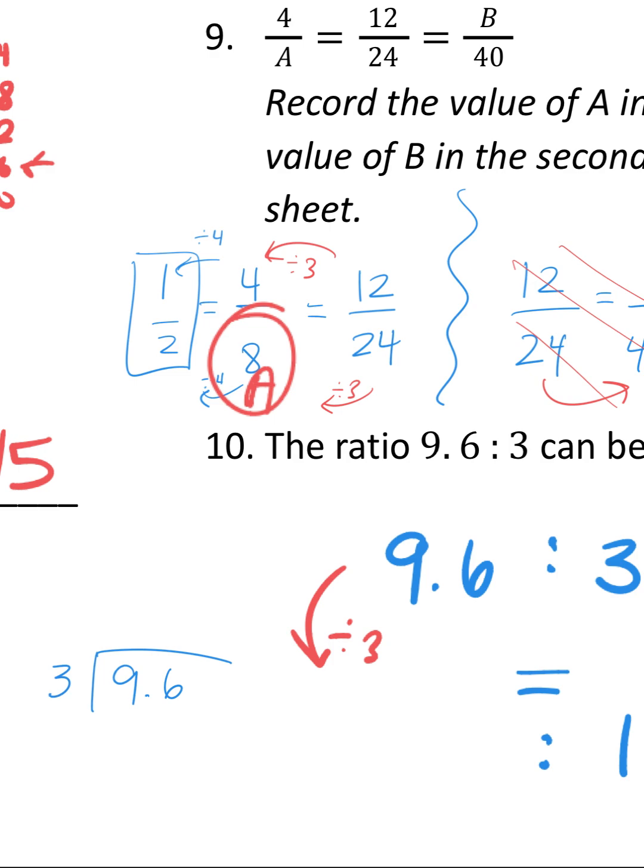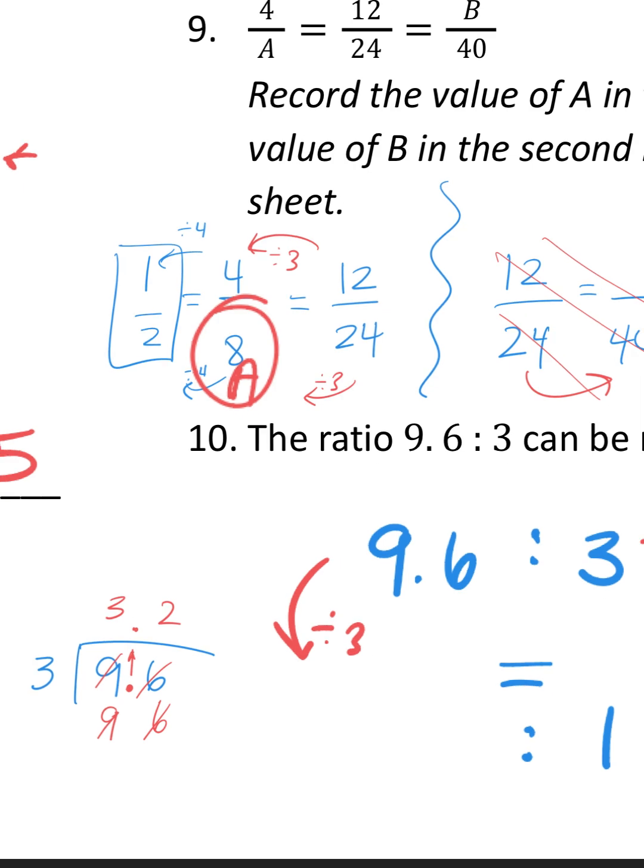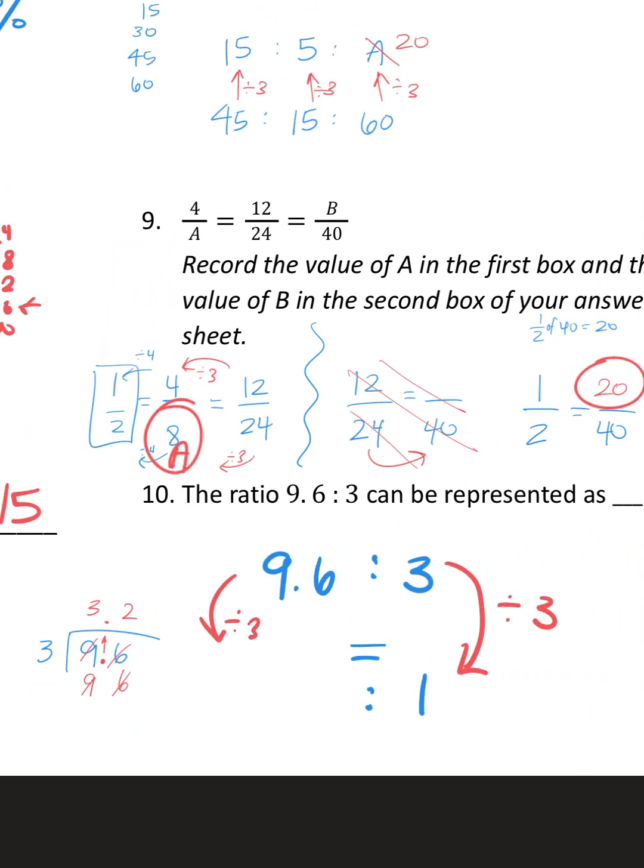3 goes into 9 3 times. We've used 9, so that's gone. 3 goes into 6 2 times. We've used 6. That's gone. Lastly is recognizing that if we have a decimal in our question, where our decimal goes in our answer for an end value of 3.2.